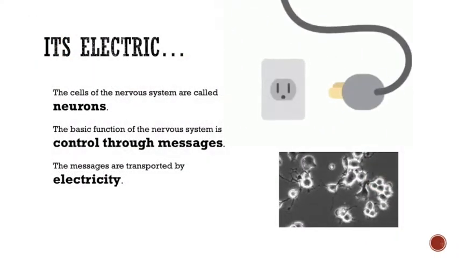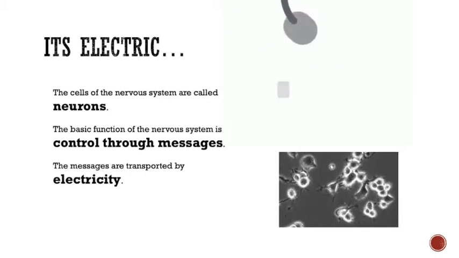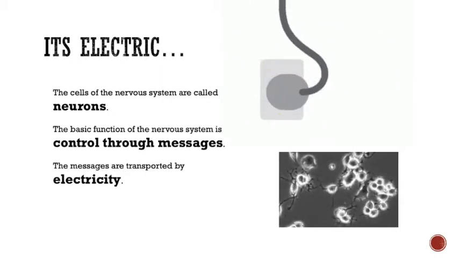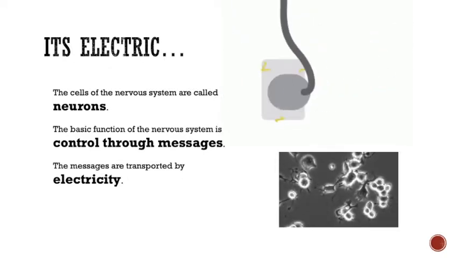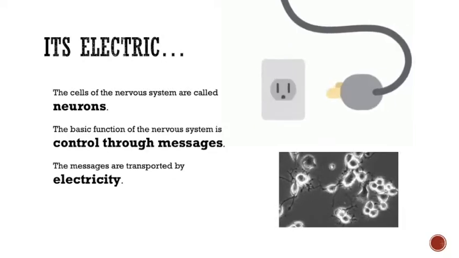The nervous system, it's electric. Believe it or not, the nervous system is electric. It depends on electricity, and that electricity is created by the movement of ions from one place to the other, creating a beautiful electrical current.